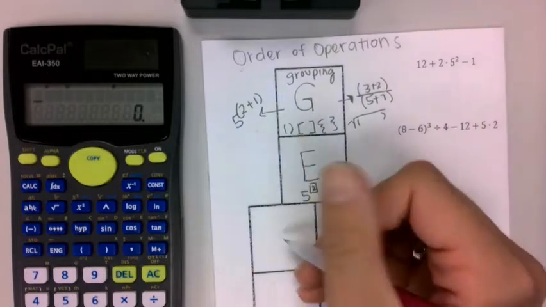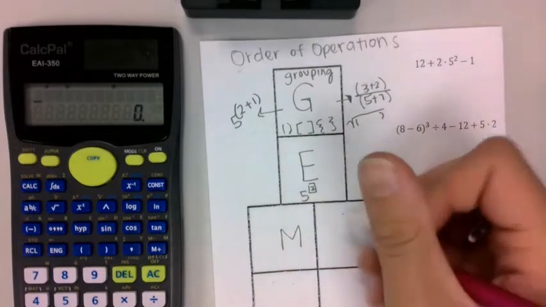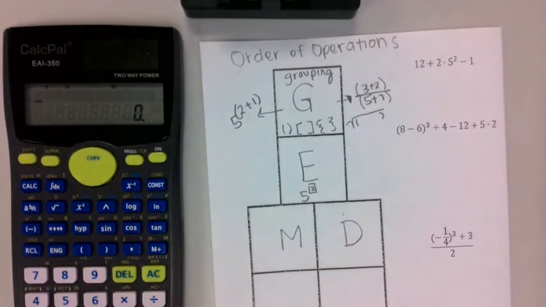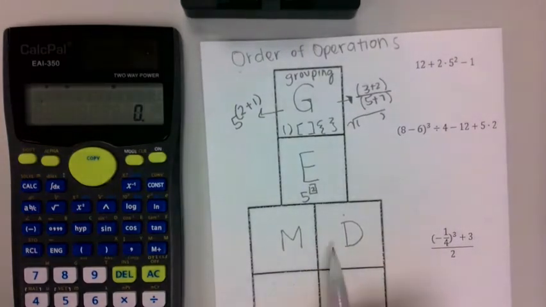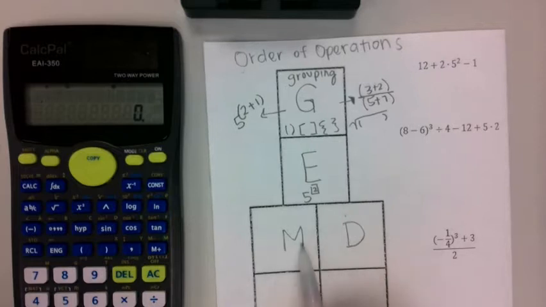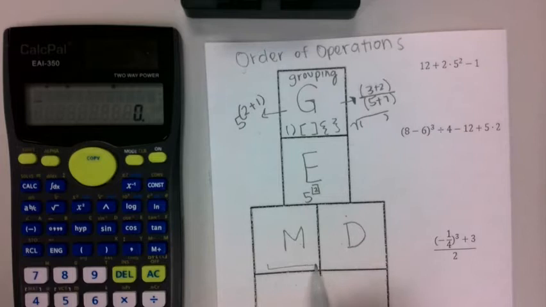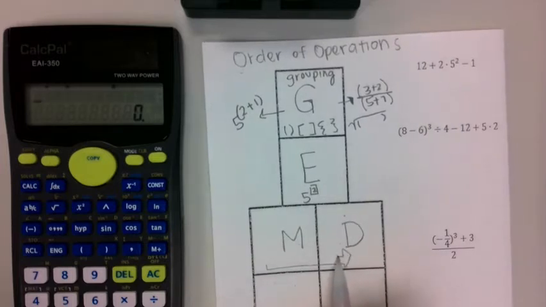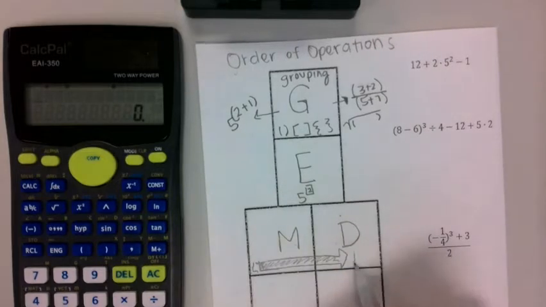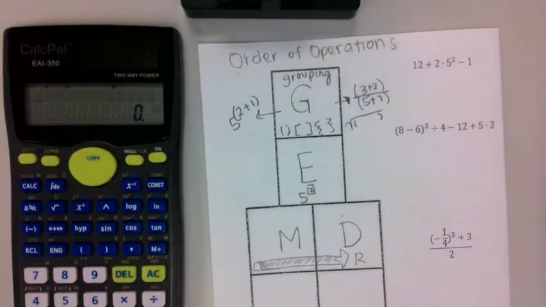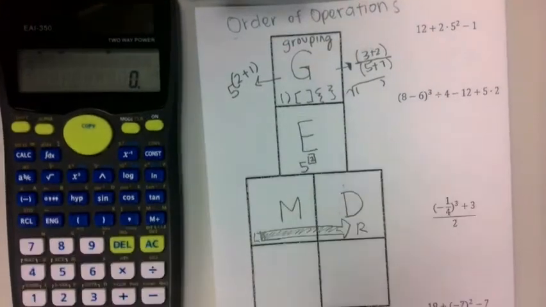Next, we're going to deal with multiplication and division. Now, the special thing about multiplication and division is one is not more important than the other. Oftentimes we think multiplication is more important. What is important is that I move left to right in my multiplication and division problems. Left to right.